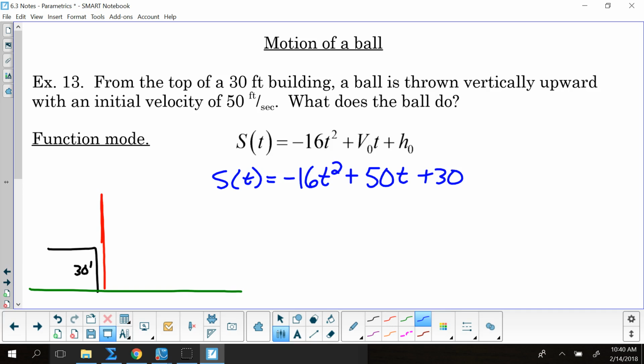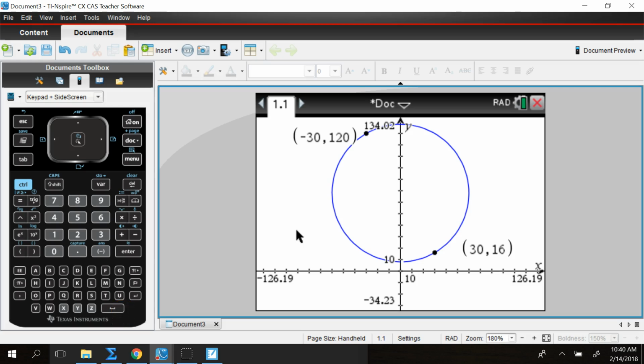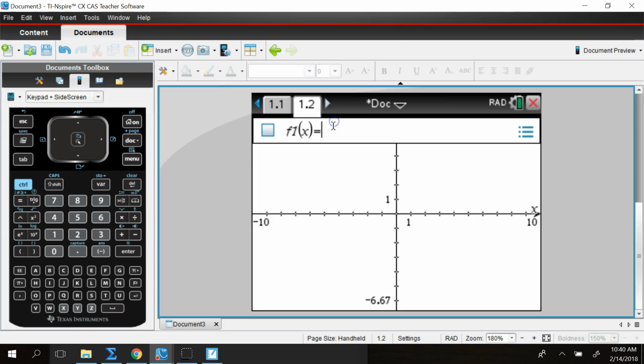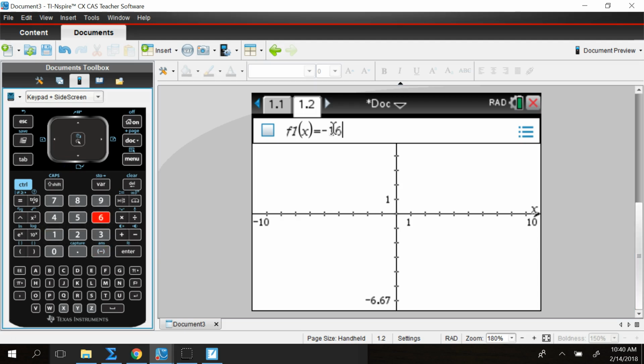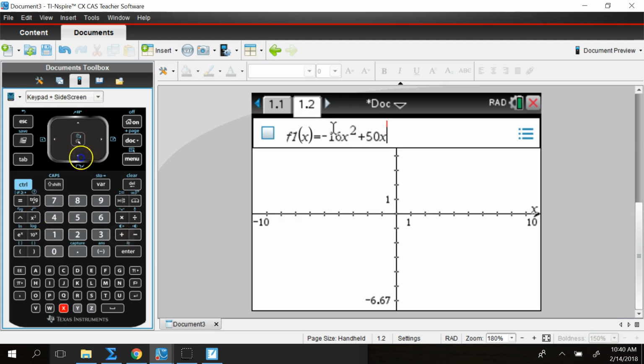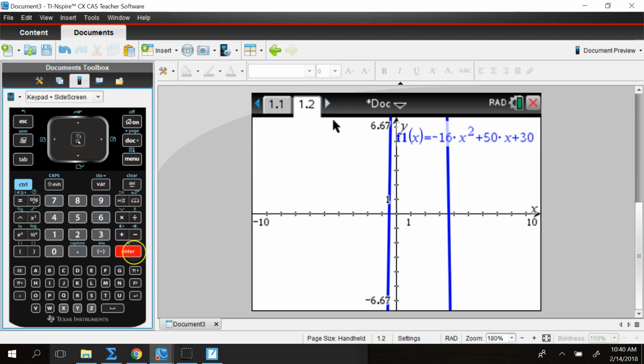Let's graph that function. So if I graph this function, I can see the height of the ball. Let's start a new graph, and it's just going to be a regular old function. Negative 16. Can I use t? I got to use x because it's a regular algebraic function. Negative 16x squared plus 50x plus 30. Shabam.